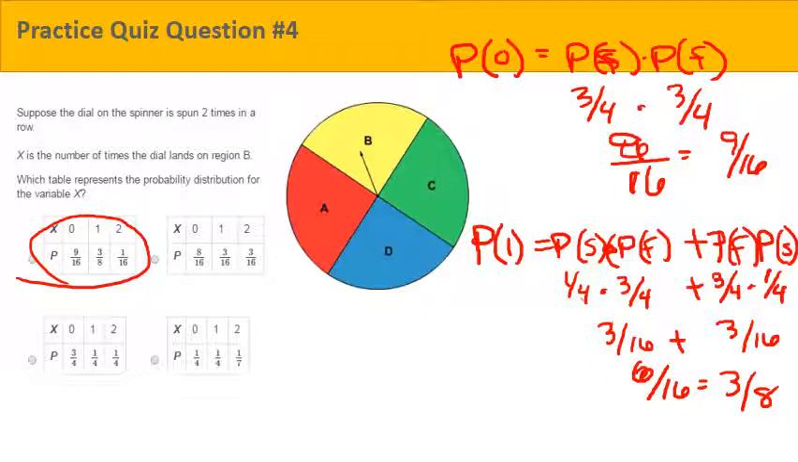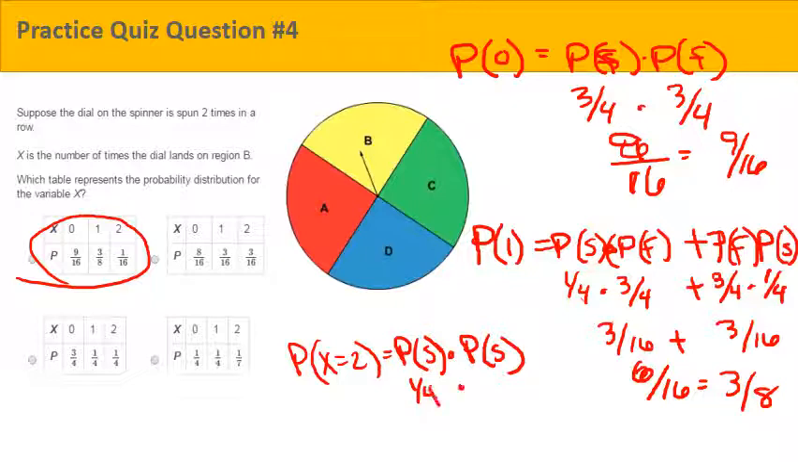Okay? So that's the probability of x equals 1, and then you need to find the probability of x equals 2, which means you have the probability of success times the probability of success, which means 1/4 times 1/4. And that gives you 1/16. So that's where you would get these three numbers right here in your table. So don't forget, probability of 0 is failure times failure. Probability of 1 means you add up the two probabilities of getting success then failure, and then failure then success. And then x equals 2 means you have success on both spins.